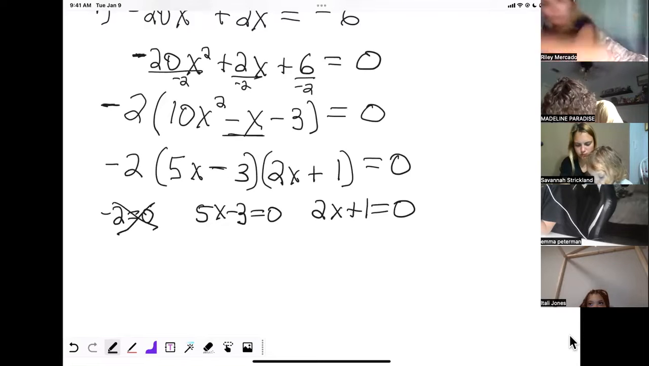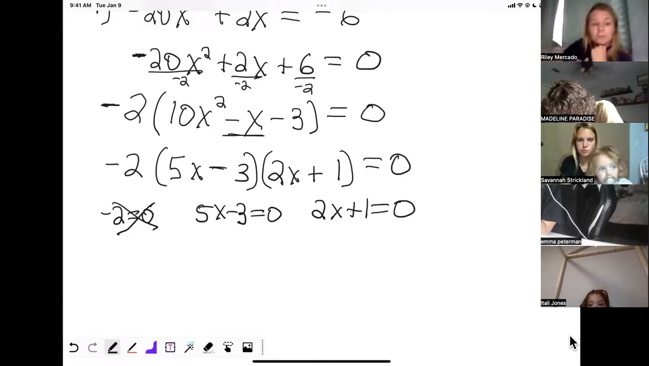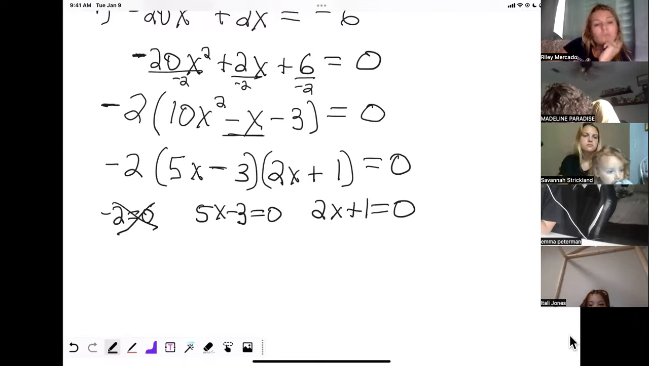Why did we have an answer last time? Because we had an x in the front, different. This is just a number. So negative 2 can't equal 0 ever. So that's not even an answer.